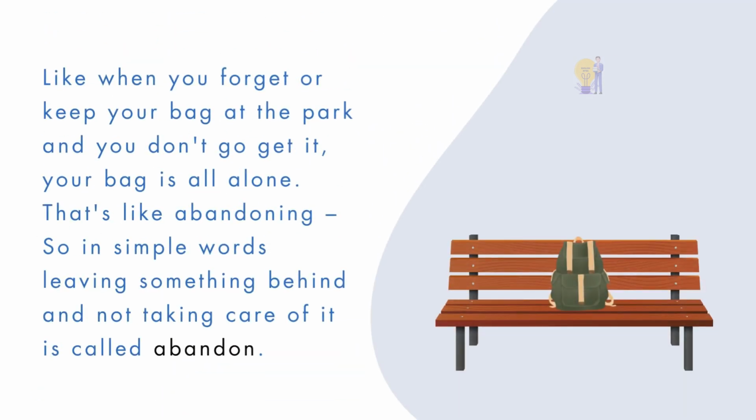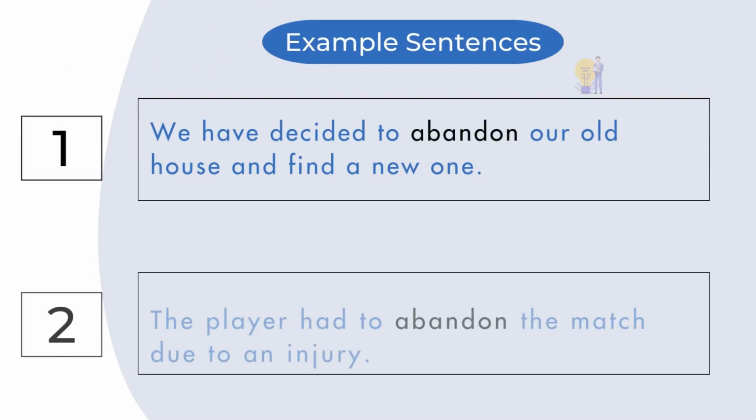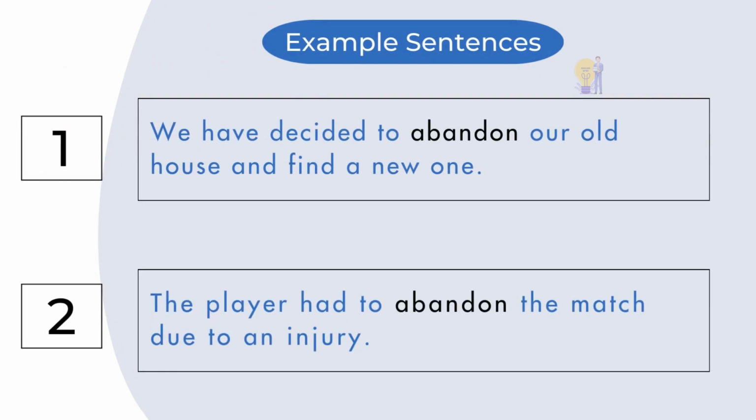Like when you forget or keep your bag at the park and you don't go get it, your bag is all alone. That is like abandoning. So in simple words, leaving something behind and not taking care of it is called abandon. Now let me tell you the example sentences.